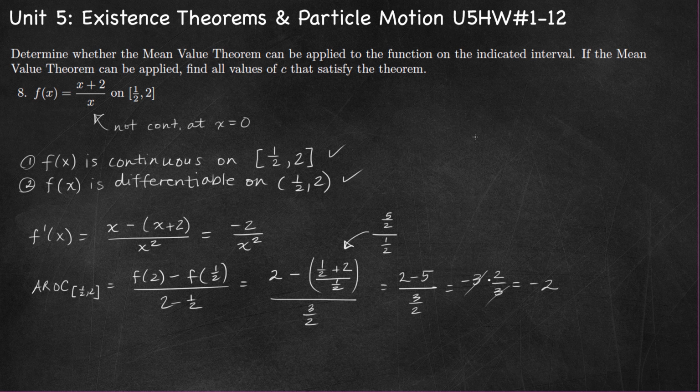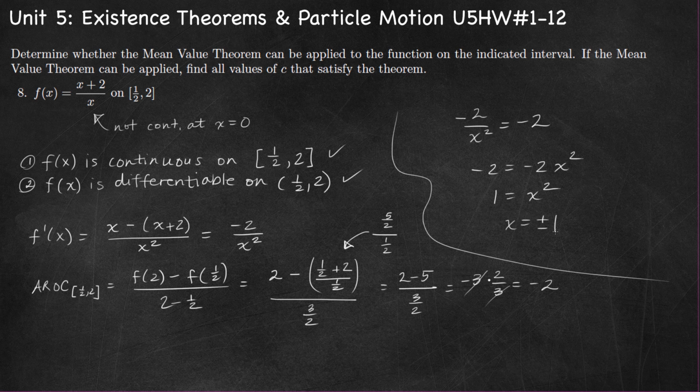So now we want to know, where does our derivative equal the average rate of change? So we set -2 over x squared equal to -2. I can multiply both sides by x squared. So -2 equals -2x squared. Divide both sides by -2, I get 1 equals x squared. And then take the square root of both sides, I get x equals plus or minus 1. But remember, we're restricted to the interval from 1/2 to 2. -1 is not inside of our interval, so we're not going to include that as a c value guaranteed by our theorem. We're just going to use the positive one. So c equals 1.